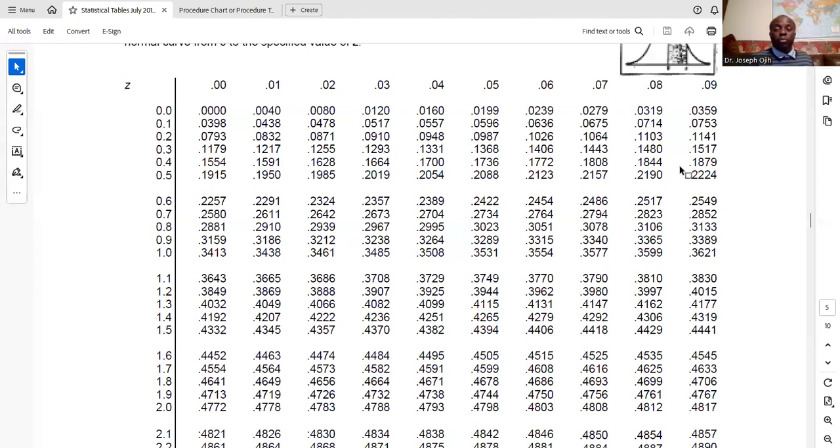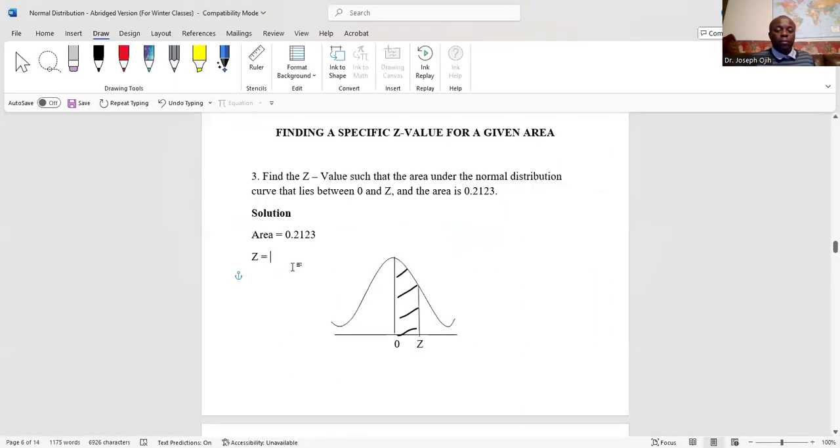We don't have exactly that at first, so let's look further. Right here, it's right here: 2123. When you follow it to the left, you see it's 0.5. Go up, it's 0.6. So it's 0.56. So you have 0.56 right here.